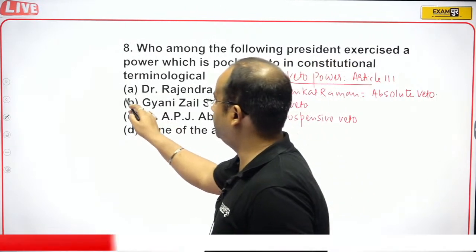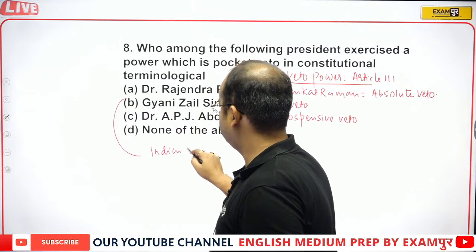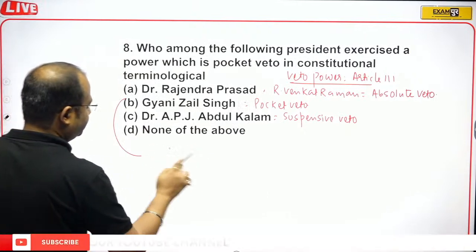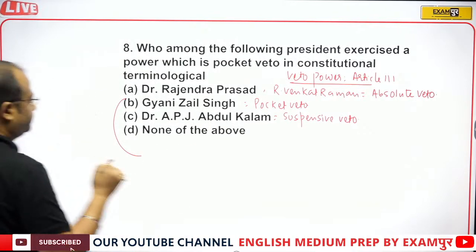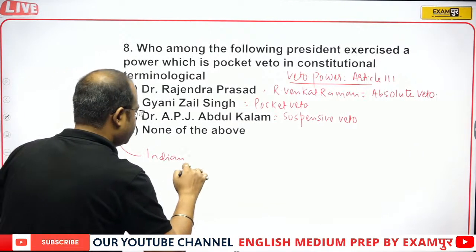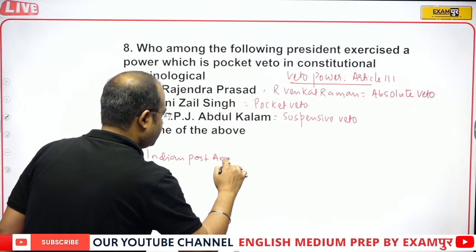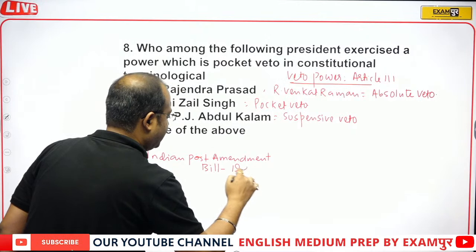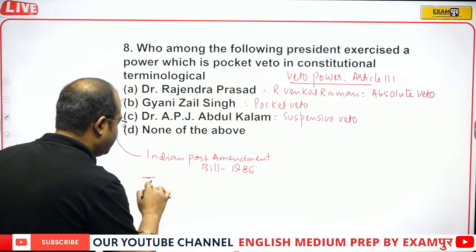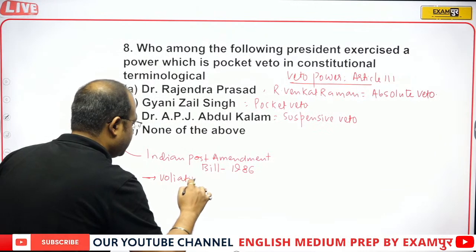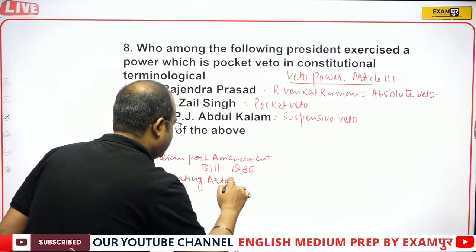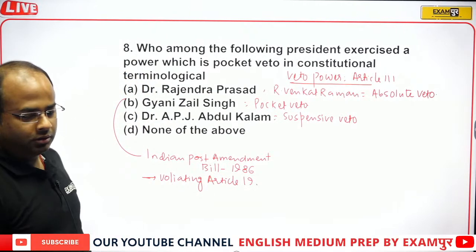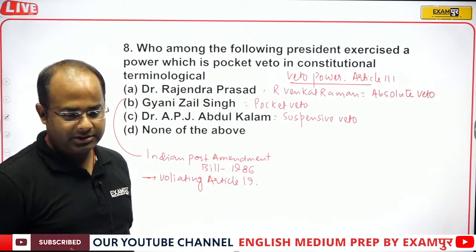And he used pocket veto on the Indian Post Office Amendment Bill (1986), because this bill was violating Article 19 of the Indian Constitution. Therefore, he put the pocket veto, and finally he just cleared that bill.